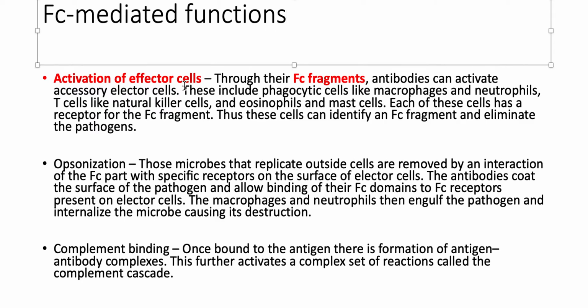The first one is activation of effector cells. Through their Fc fragments, antibodies can activate accessory effector cells. Effector cells include phagocytic cells like macrophages and neutrophils, lymphocytes like natural killer cells, and eosinophils and mast cells. Each of these cells has a receptor for the Fc fragment. Thus, these cells can identify an Fc fragment and eliminate the pathogens.